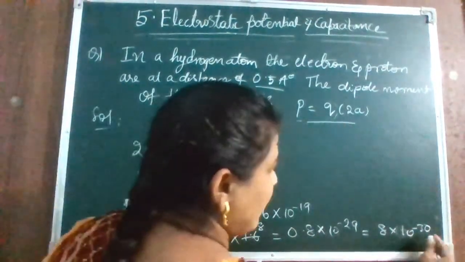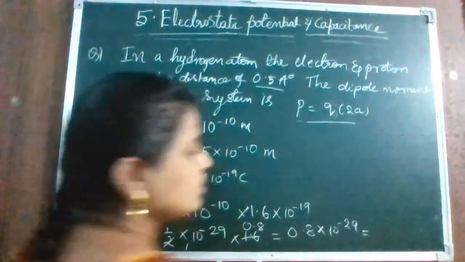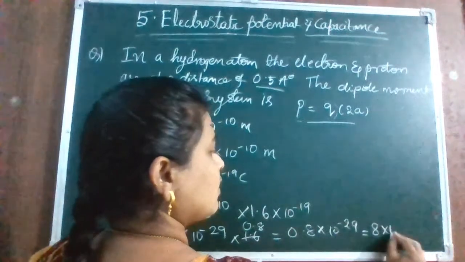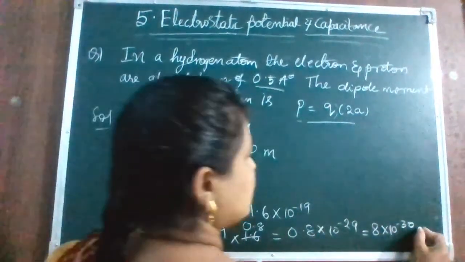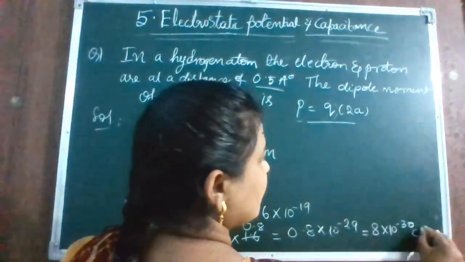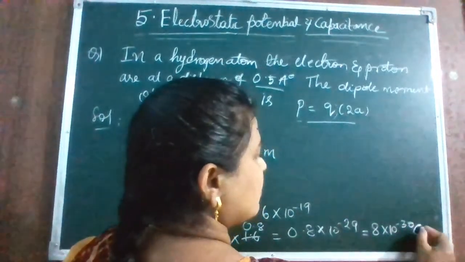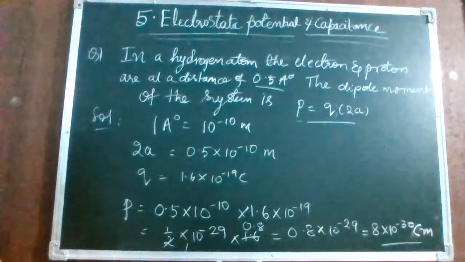And sorry, we have to place the units also. 8 into 10 to the power of minus 30 coulomb meters. Okay, this is the answer for this question.